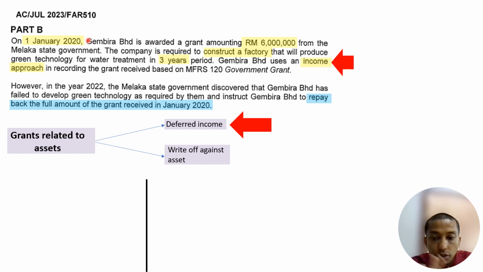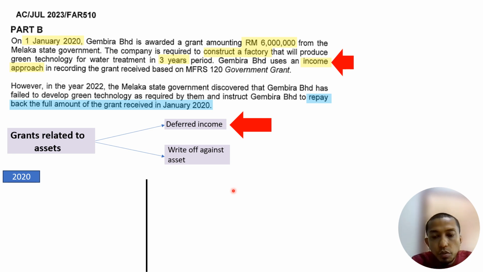For this answer, I'm going to show you first how to solve the detailed working, like what I always do in class. In 2020, the year they received the grant, we follow the income approach, which in this case is the deferred income method. Why do we follow the deferred income method? Why not the write off against asset method?